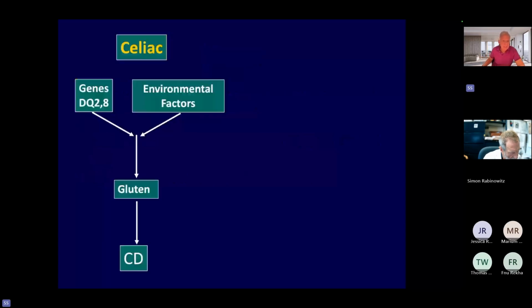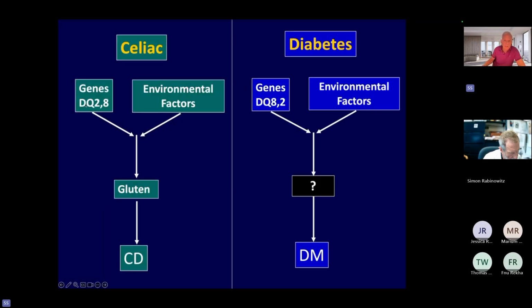In celiac disease, we have DQ2 and DQ8, associated environmental factors, gluten, and celiac disease. In diabetes, we have the same genes as susceptibility factors, certainly environmental factors. What we don't know in diabetes is what's the final common pathway. What is the protein, if there is one, that ultimately leads to a cascade of events leading to the expression of the disease?